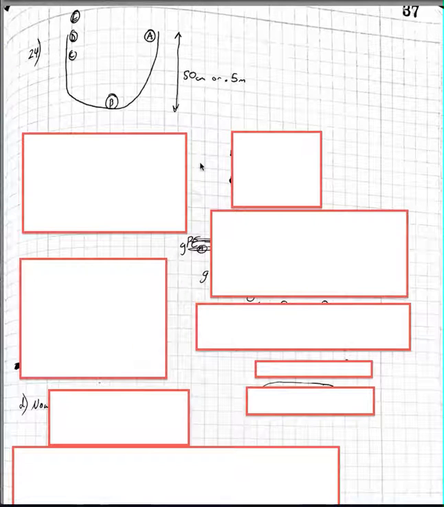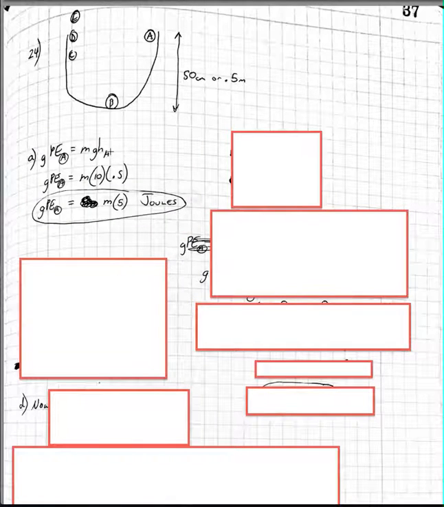Hi, it's Mr. Zachary, and we are looking at question number 24. Here's my picture of it. This is point A, point B, point C, point D, point E, 50 centimeters up. And so, looking at it, at point A, it's asking what's the gravitational potential energy.